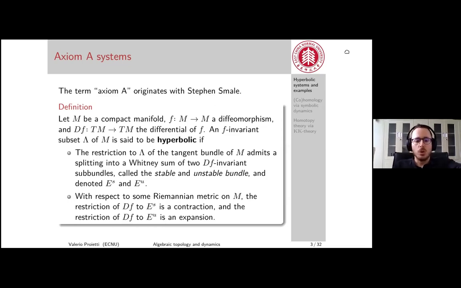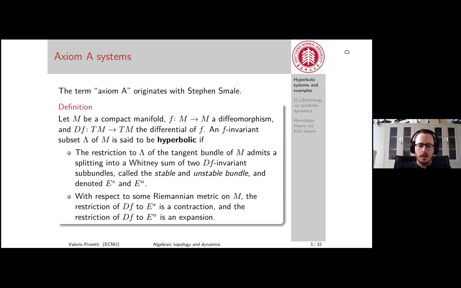So you start with a compact manifold and a diffeomorphism f, and df would be the differential. This goes on the tangent bundle. If I have a subset which is f-invariant, I'll call it hyperbolic if, when I restrict the tangent bundle to it, it splits as a direct sum of two df-invariant distributions that are called the stable and unstable distributions. This terminology comes from the fact that on the stable subbundle, I will see a contraction behavior, and on the unstable subbundle, there would be an expansion-like behavior.